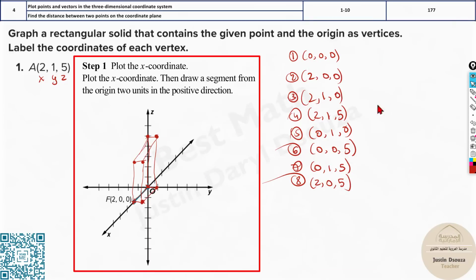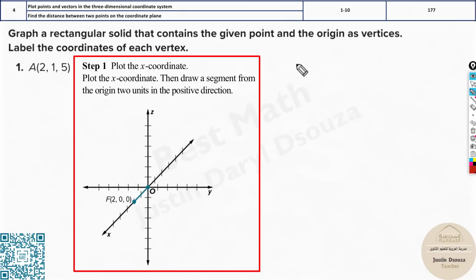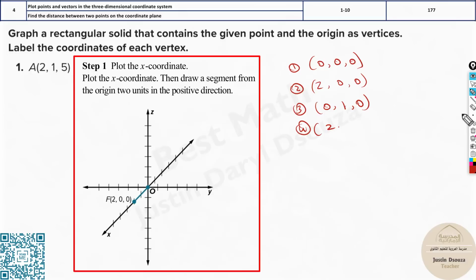Here, all these values can be written like this. I'll show you now. We will always begin the first point with 0, 0, 0. Next one, I will start with 2 and then the other things are 0 and 0. The third point will be 0, 1, 0. I'm just writing the y point, and now I'll write the z point. That is 0, 0, 5. So it'll be 0, 0 and 5.